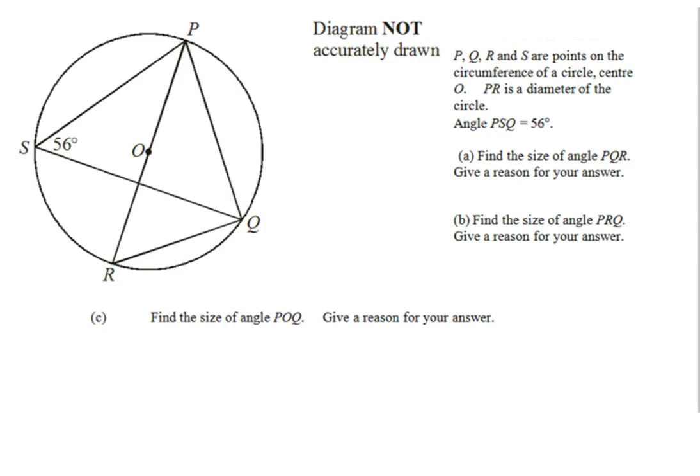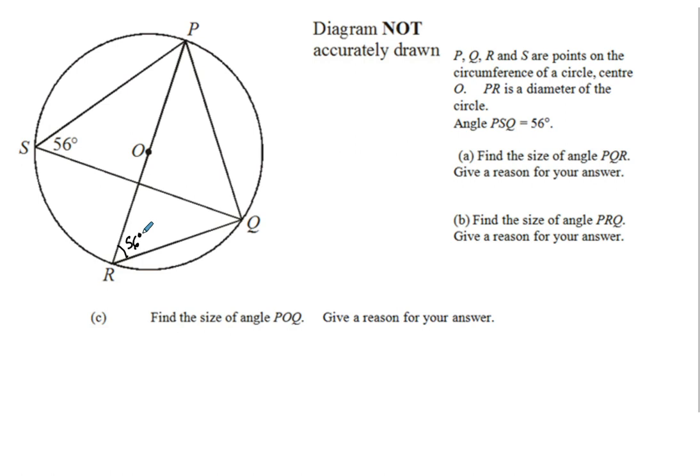Okay, this one. P, Q, R, and S are points on the circumference of a circle. Okay, so it's not a cyclic quadrilateral, even though they're talking about 4 points. But as soon as I'm looking at this, I'm thinking, oh, that's our bow tie, isn't it? Yeah, so isn't that 56?